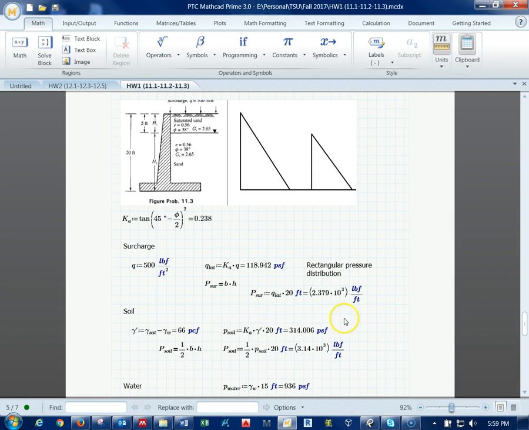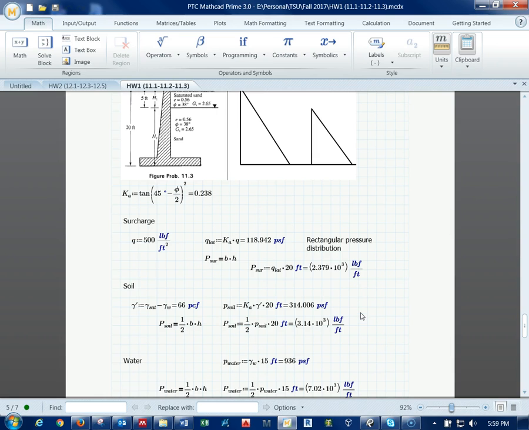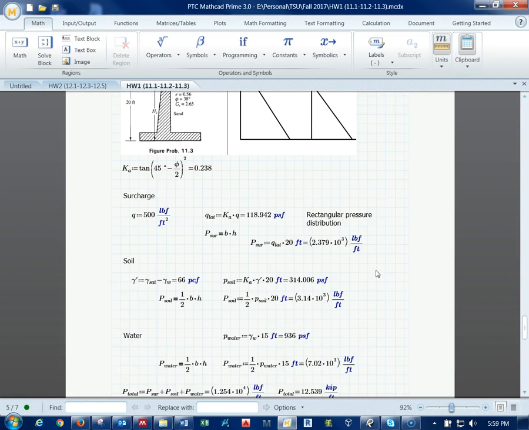For the soil, I need to use the effective unit weight, so that's gamma sat minus the unit weight of water. I need to find the area of the maximum pressure, so that's Ka gamma prime times H. So the total pressure is the area of the triangle, 1/2 base times height. That gives me the total pressure on the soil as 3140 pounds of force per foot of wall.